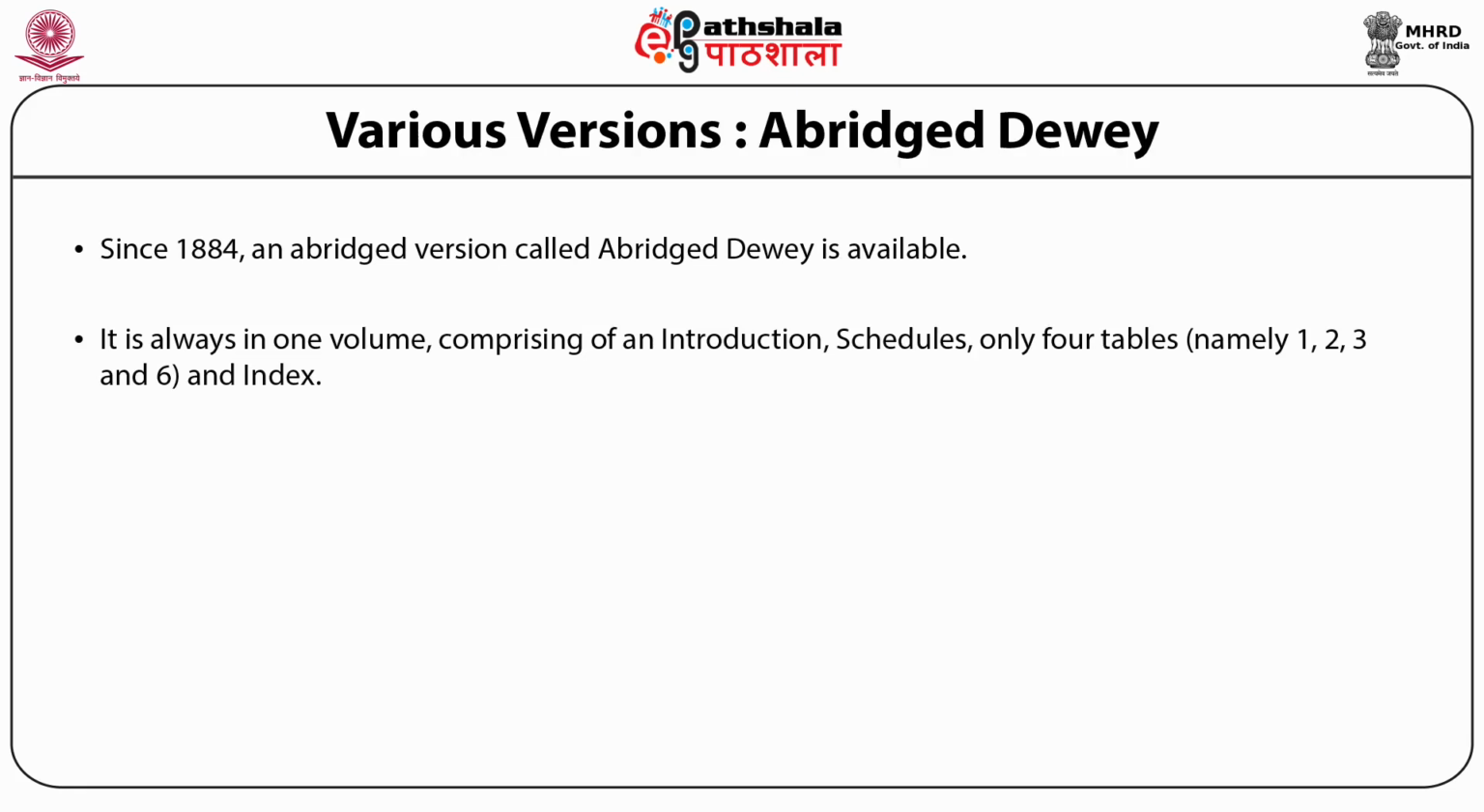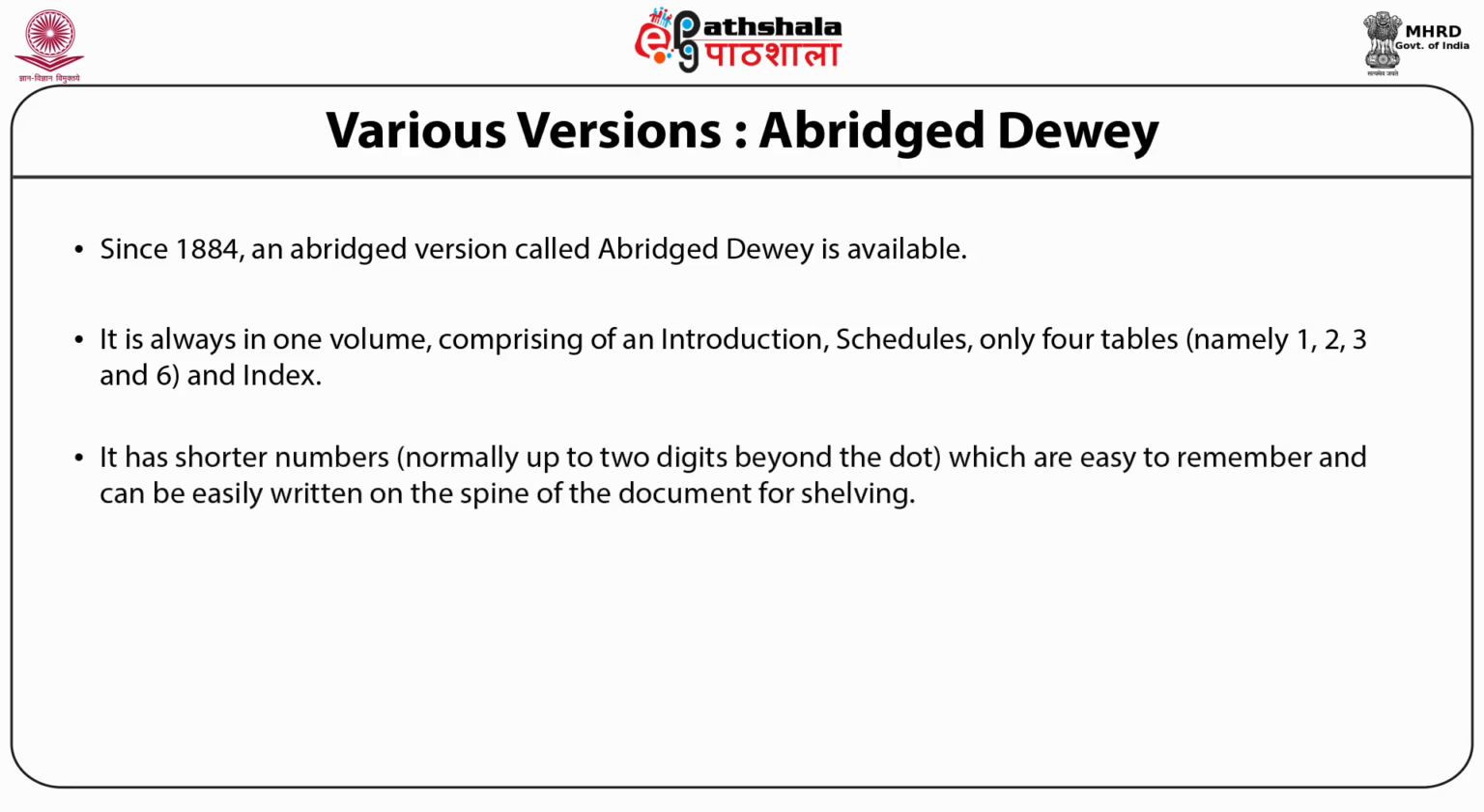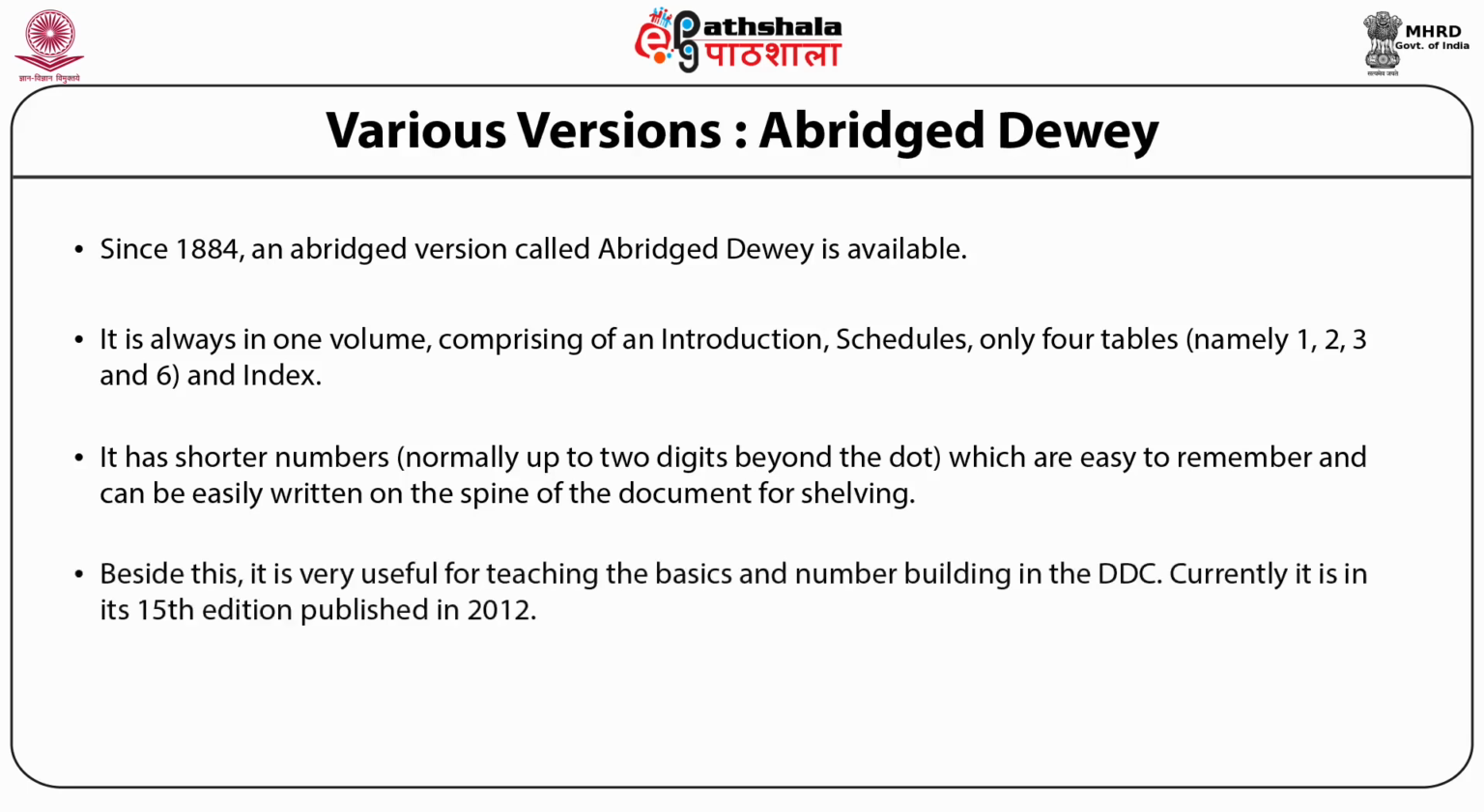It is always in one volume comprising one introduction, schedules, only 4 tables, namely 1, 2, 3, and 6, and of course it has an index. It has shorter numbers, normally up to 2 digits beyond the dot, meaning the maximum number of digits in a class number could be 5, which are easy to remember and can be easily written on the spine of the documents or shelves. Besides this, it is very useful for teaching the basics and number building in the DDC.